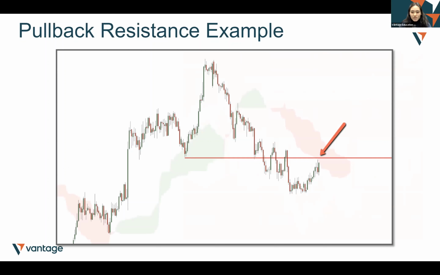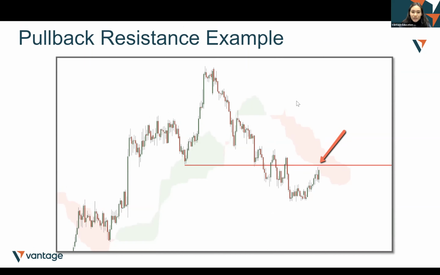Okay, here. You can see from the red arrow, price has reached the pullback resistance. So once it reaches and reverses off of the pullback resistance, it will be an overlap resistance level. So the next thing we're going to be looking at is overlap resistance as well as support.